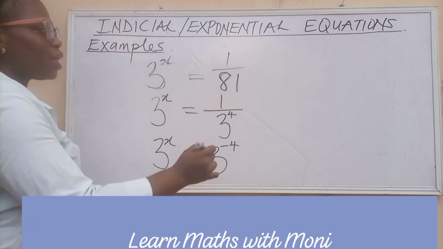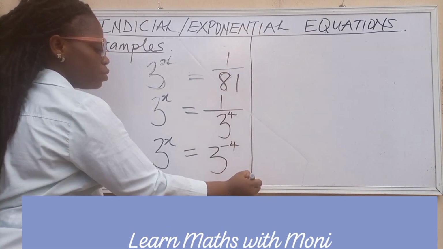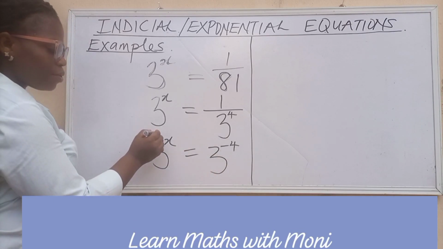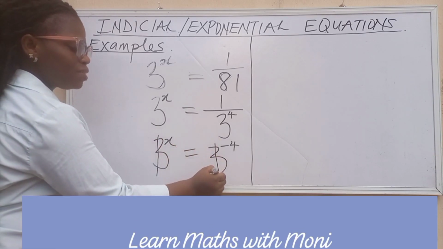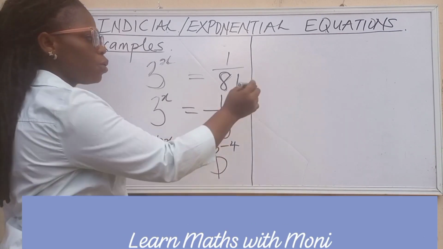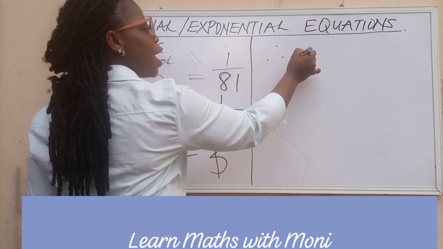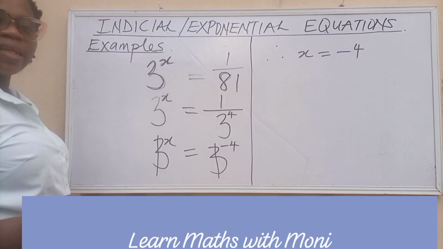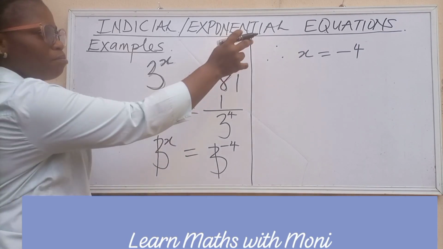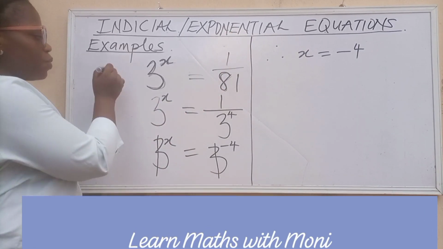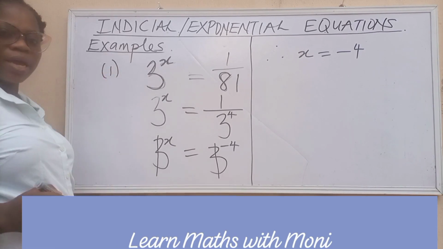Having that, the bases on both sides are equal. And remember the rule, when the bases are equal, the powers are also equal. So, therefore, x equals minus 4. The x that is sought after is minus 4. That is the first example we are looking at today.